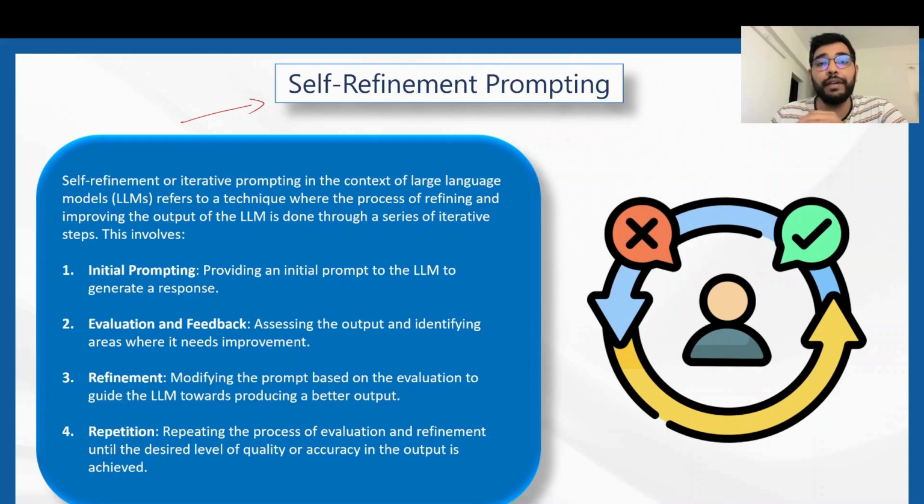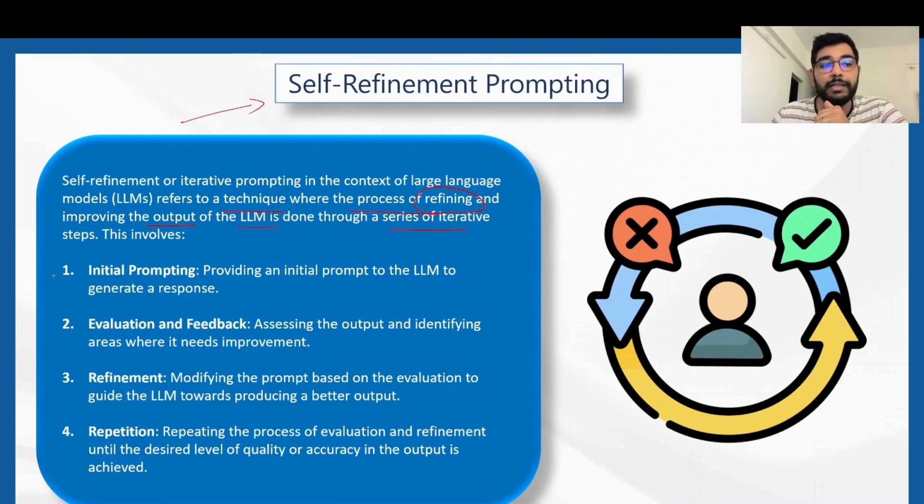Self-refinement prompting is different from these three types because it is a technique where the process of refining or improving the output of the LLM is done through a series of iterative steps. As the name suggests, self-refinement, the output given by the large language model is refined one step at a time, in an iterative process.